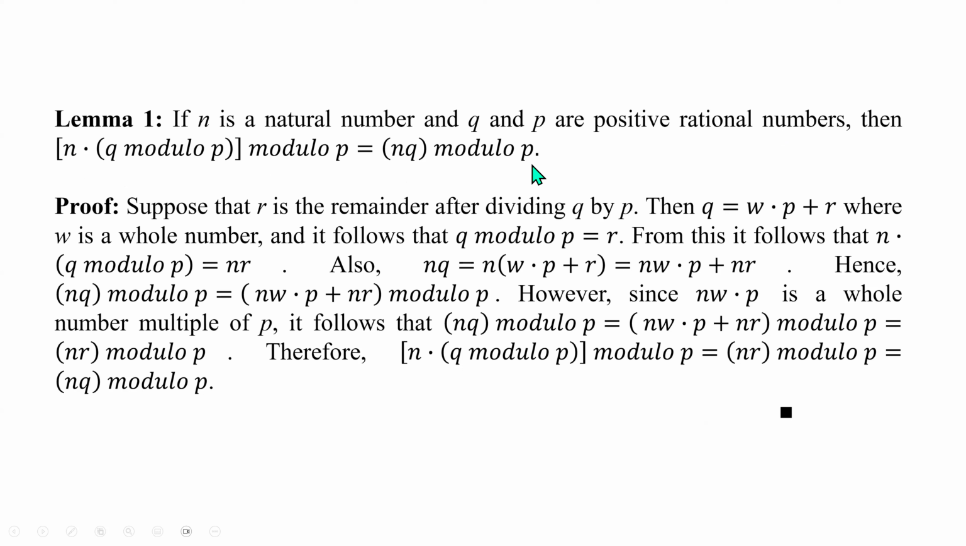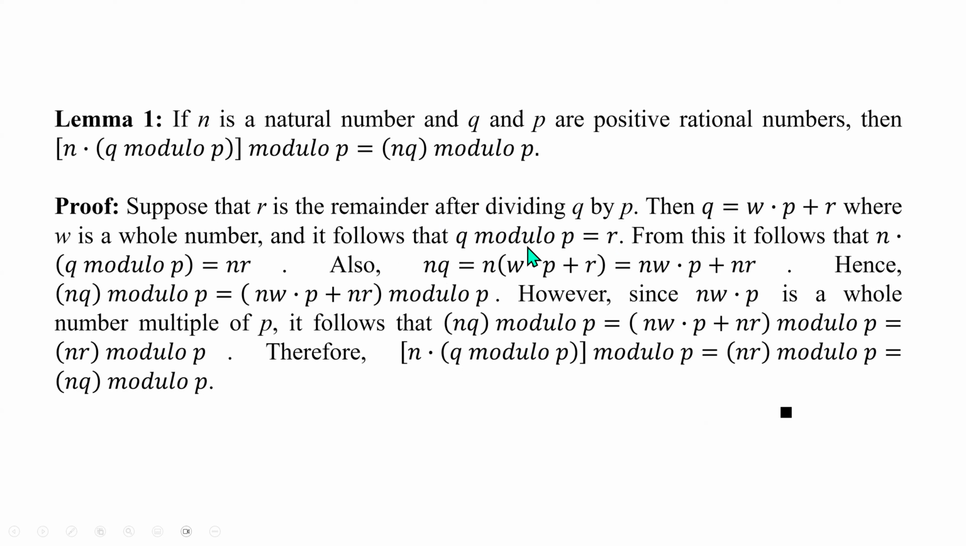Now, this is kind of a general lemma, but specifically, we'll usually just have p equal to 360 degrees. So every time you see a p down here, you could just think in your head that what we're doing is reducing something modulo 360 degrees. So let's suppose that r is the remainder after dividing q by p. Then q is going to be equal to w times p plus r, where w is a whole number.